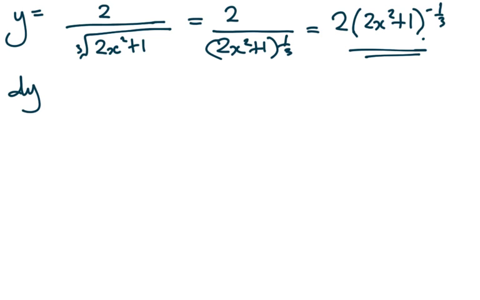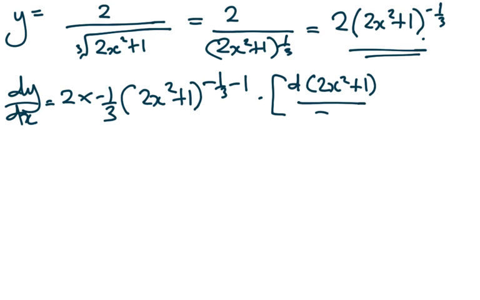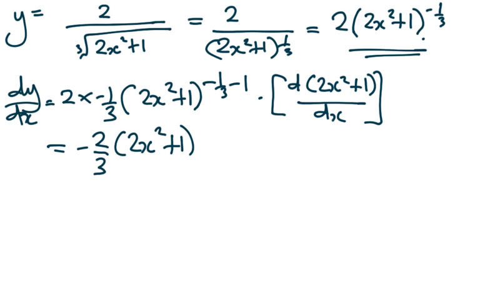So dy over dx will give you 2 times negative 1 over 3 bracket 2x squared plus 1, and then to the power of negative 1 over 3 minus 1, and then you multiply by d of 2x squared plus 1 over dx. So this will give you negative 2 over 3 (2x squared plus 1).